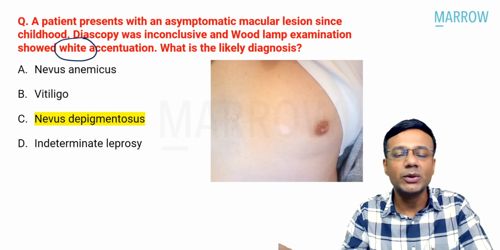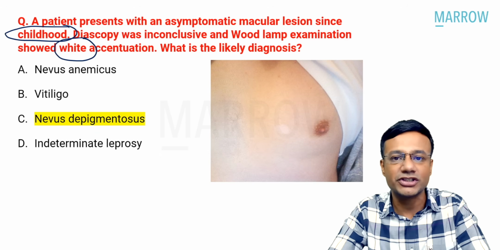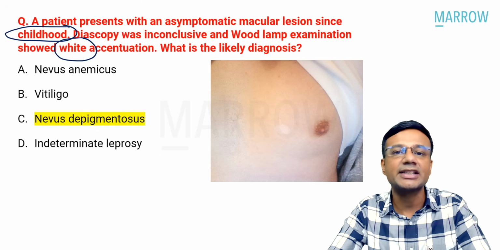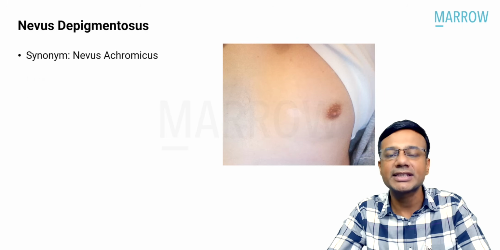The only way to get this question correct was the onset of the disease. The onset of the disease was childhood, not an acquired condition. That's why the answer is not vitiligo. The correct answer is nevus depigmentosus. Now, what is nevus depigmentosus? Also known as nevus achromicus.